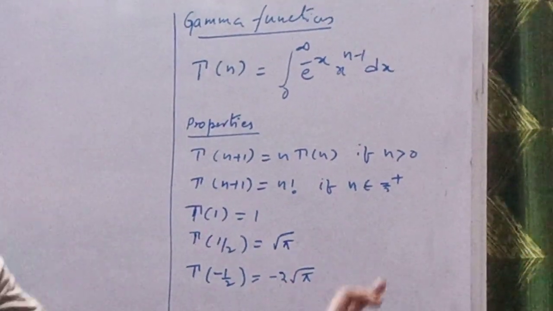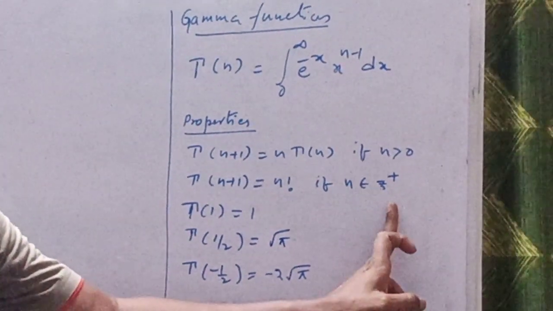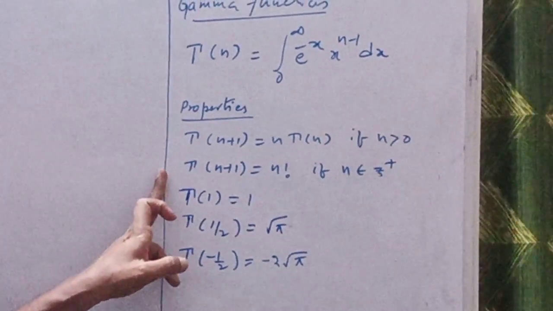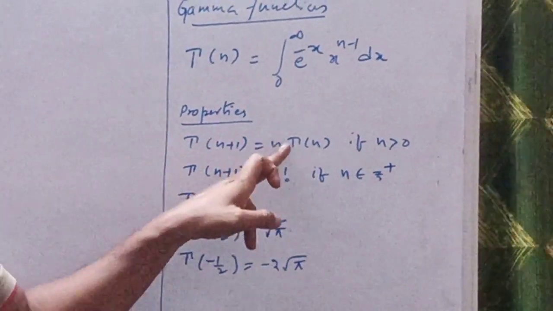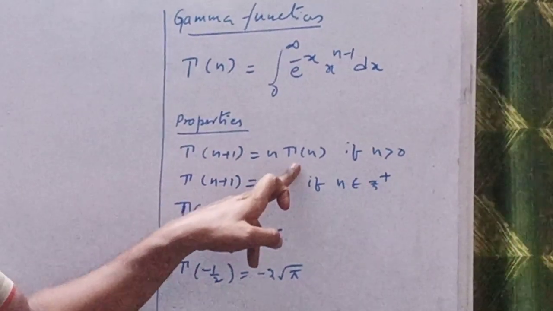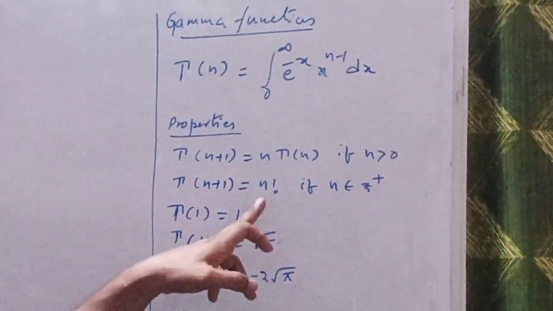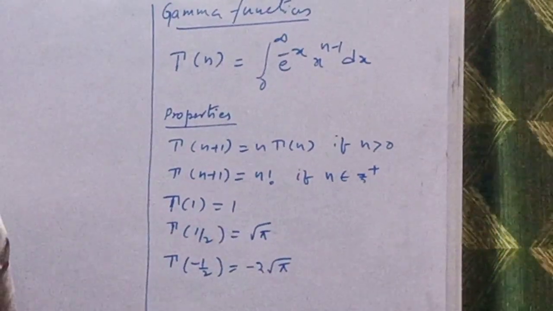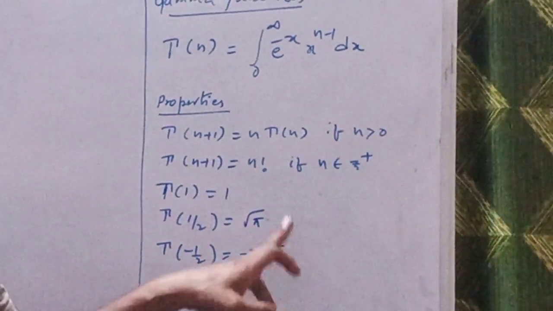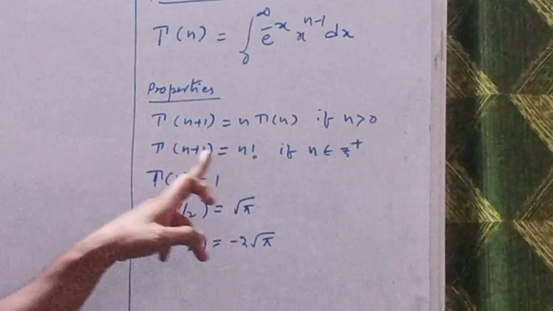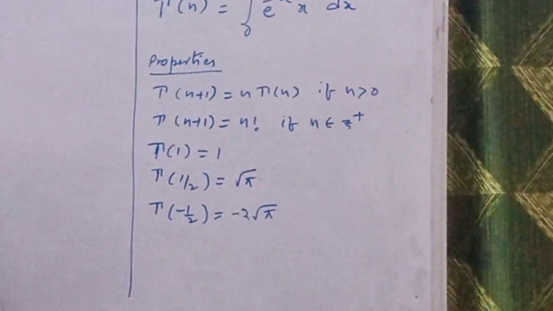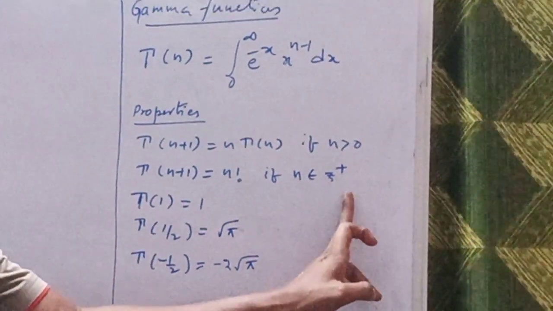Suppose n belongs to Z plus, a positive integer. Gamma of n plus 1 equals n times gamma of n, which again is n times (n minus 1) times (n minus 2), and so on down to 1. So it becomes n factorial. So gamma of n plus 1 equals n factorial for n belonging to Z plus.